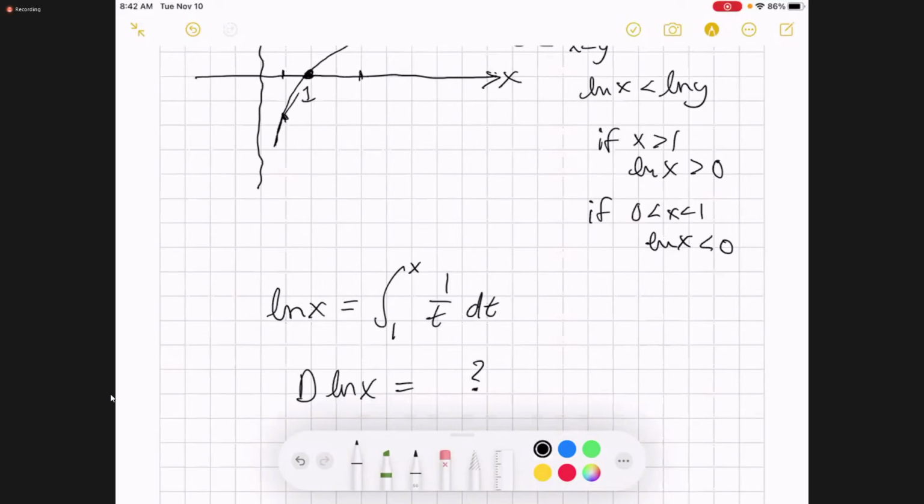Remember the fundamental theorem of calculus? Again, that seems like forever ago now. Because last week, I guess, maybe it was Monday or Tuesday.